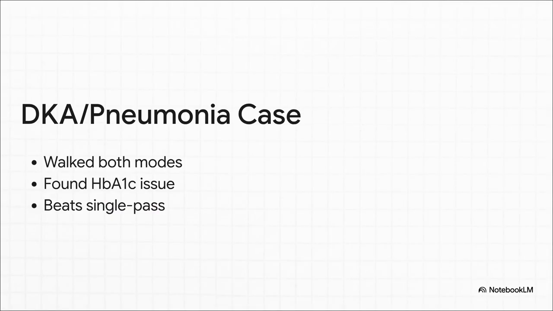So how does this actually play out in the real world? The source material anchors all this abstract theory with a fantastic worked case, a patient dealing with DKA and pneumonia. The authors walked this single case end-to-end through both modes. Promption scaffolded the narrative, and provocation tested it. And you know what happened? By using this dual-mode process, the system successfully surfaced a really vital HbA1c discrepancy. Honestly, if someone had just given a standard single-pass answer, they almost certainly would have missed it. This just proves right out of the gate why this dual-mode architecture is absolutely superior.